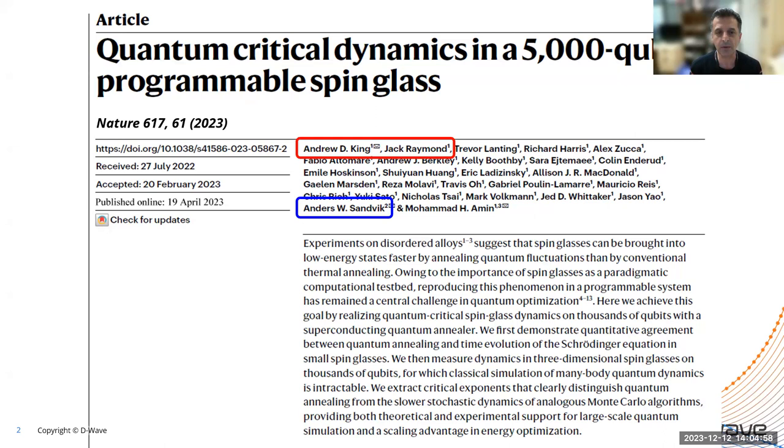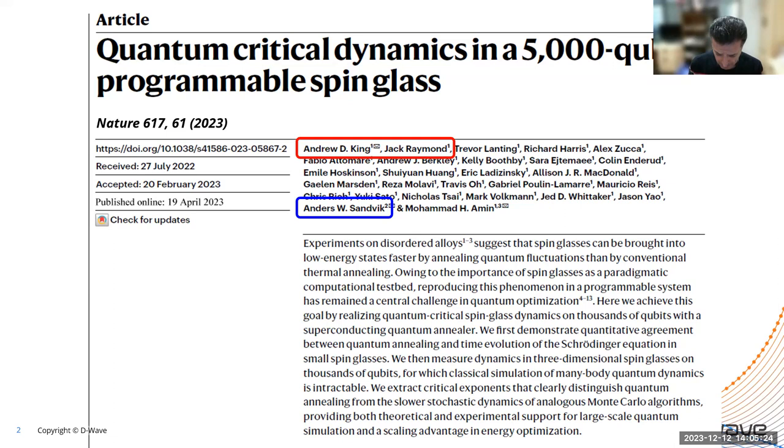Andrew King took the data, did the analysis, and wrote most of this paper. Jack Raymond did most of the numerical simulations. And Anders Sandvik from Boston University helped us significantly with understanding the critical phenomena part of what I'm going to present.